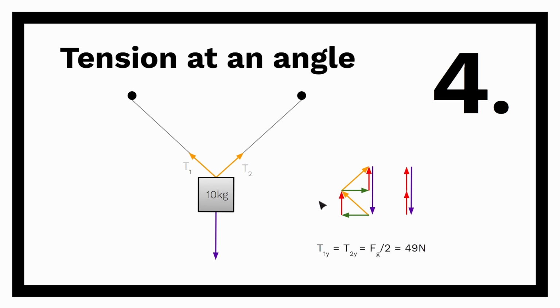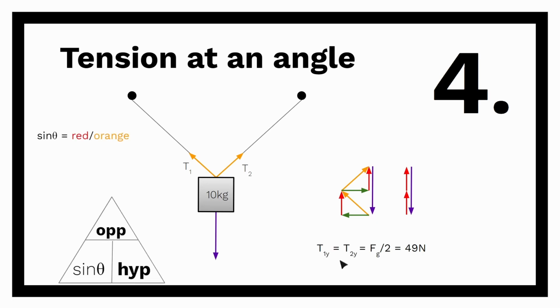And so just like the one where they were just going straight up, the Y direction, these red parts, are both 49 newtons. They're both half of the gravity. However, that's only the Y direction. We don't have Y in this free body diagram. We have orange. We have tension, not the Y direction of tension. And to find this, we're going to need trig.